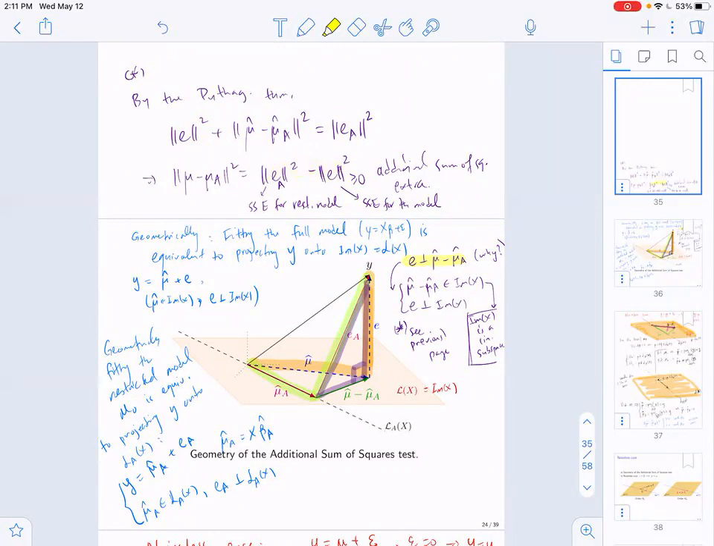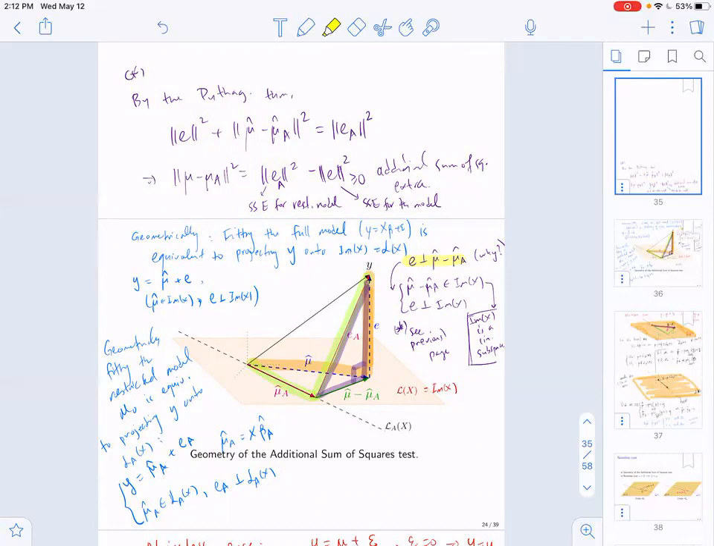And because this is always non-negative, you can see that the SSE, sum of squares of errors, also called residual sum of squares, RSS or SSE, we're going to call it SSE. This guy is always bigger than this. And there's some intuition behind that.